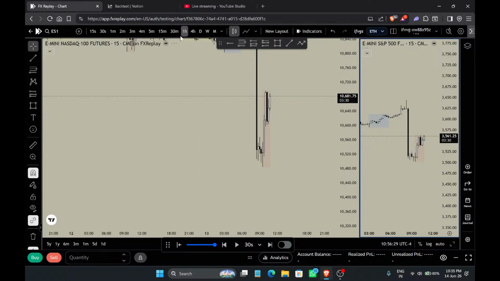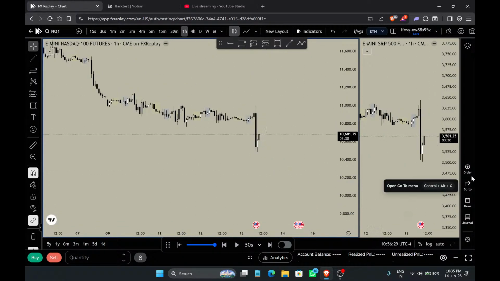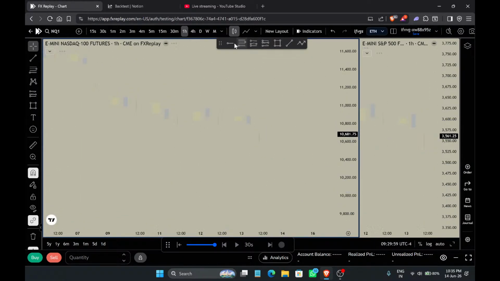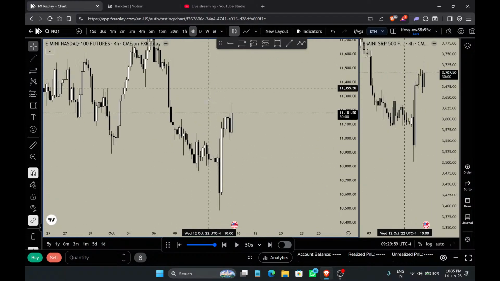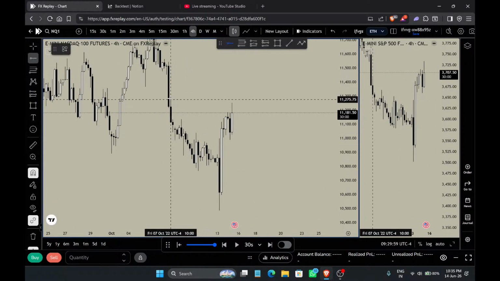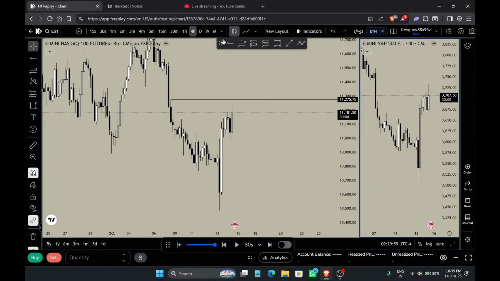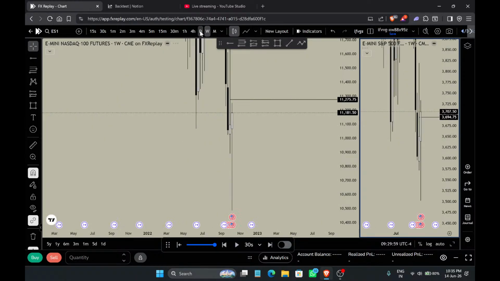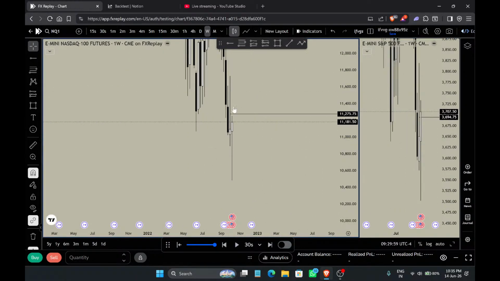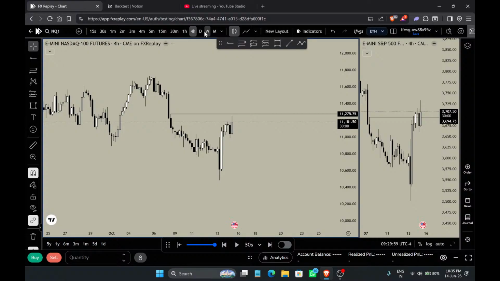Last day of the backtesting day. As we can see, we skipped the next day. So how it looks, bullish, but we just mitigated into the distribution zone as well. We already saw the distribution zone at the 4 hour. Daily, we are in this gap. Weekly, we are trying to push higher.